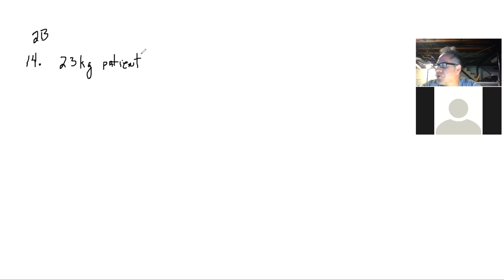All right, using a dosage formula of 56 milligrams per kilogram per day. Assume that the drug is available in a 400 milligram per 5 milliliter suspension. So we'll have to sort out what these numbers are telling us.